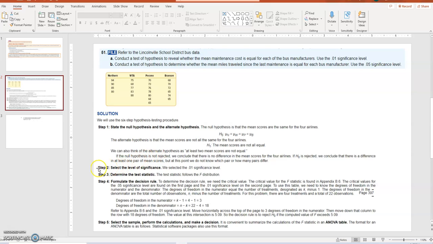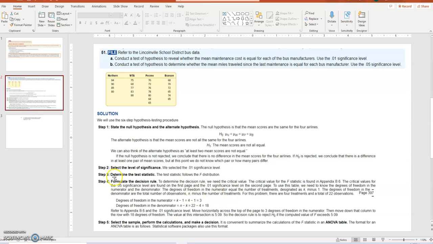The level of significance must be selected in step 2. We're going to do 0.01 as well. Then determine the test statistic; that'll be done nicely through Excel. And then formulate a decision rule, which is effectively how we come up with the F critical value.